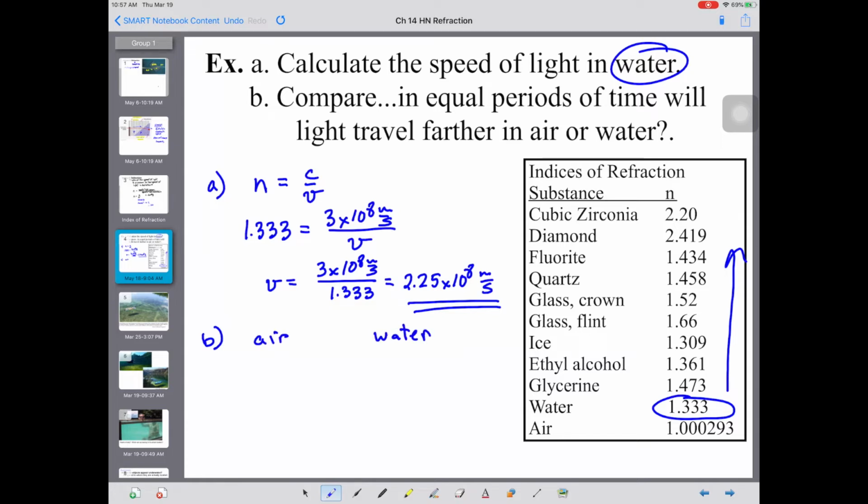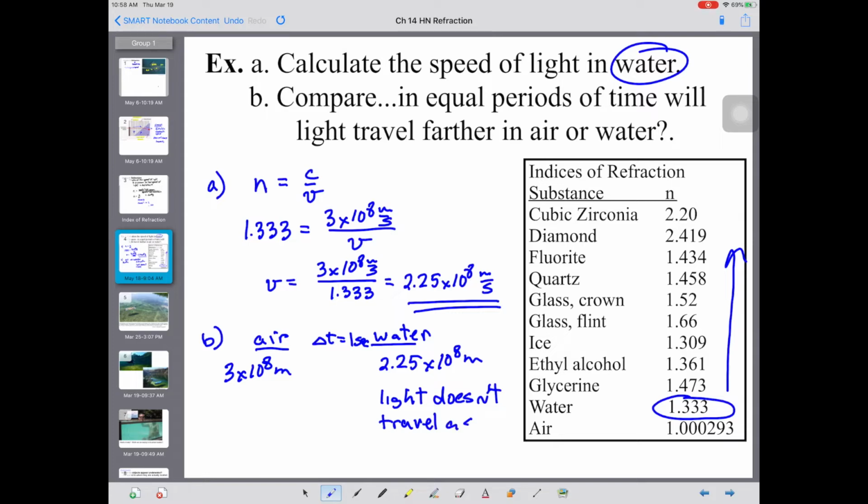Well, if we consider air and we consider water, if we just use a simple time period like 1 second, at 3 times 10 to the 8th meters per second, light's going to travel 3 times 10 to the 8th meters, but in water, it's only going to travel 2.25 times 10 to the 8th meters. So that light does not travel as far when it's in water.